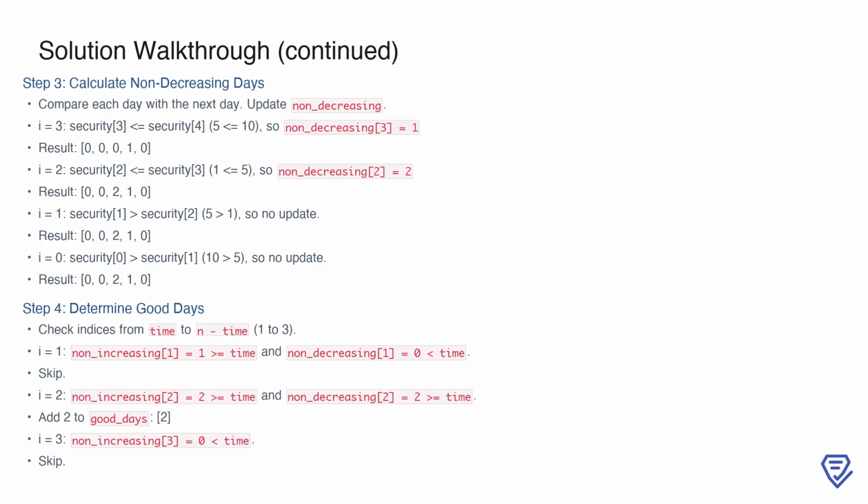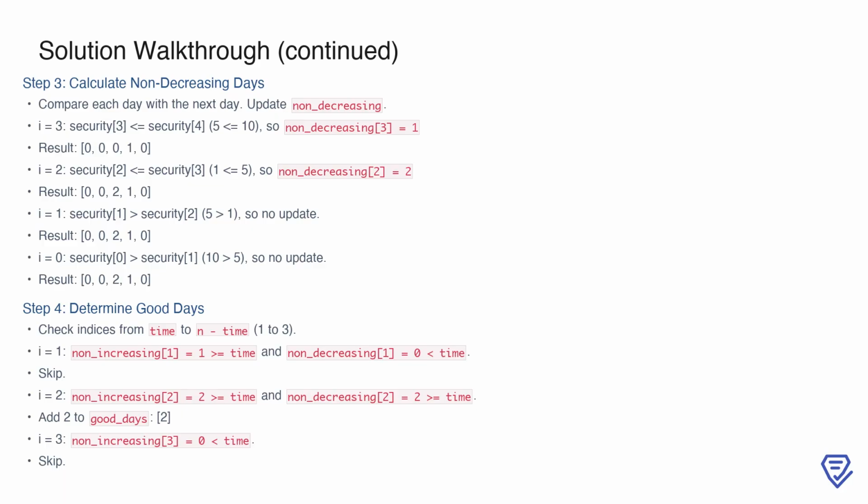At day 2, 1 is less than or equal to 5, so non-decreasing 2 is updated to 2. Days 1 and 0 don't meet the condition, so their values remain unchanged. The final non-decreasing array is 0, 0, 2, 1, 0.